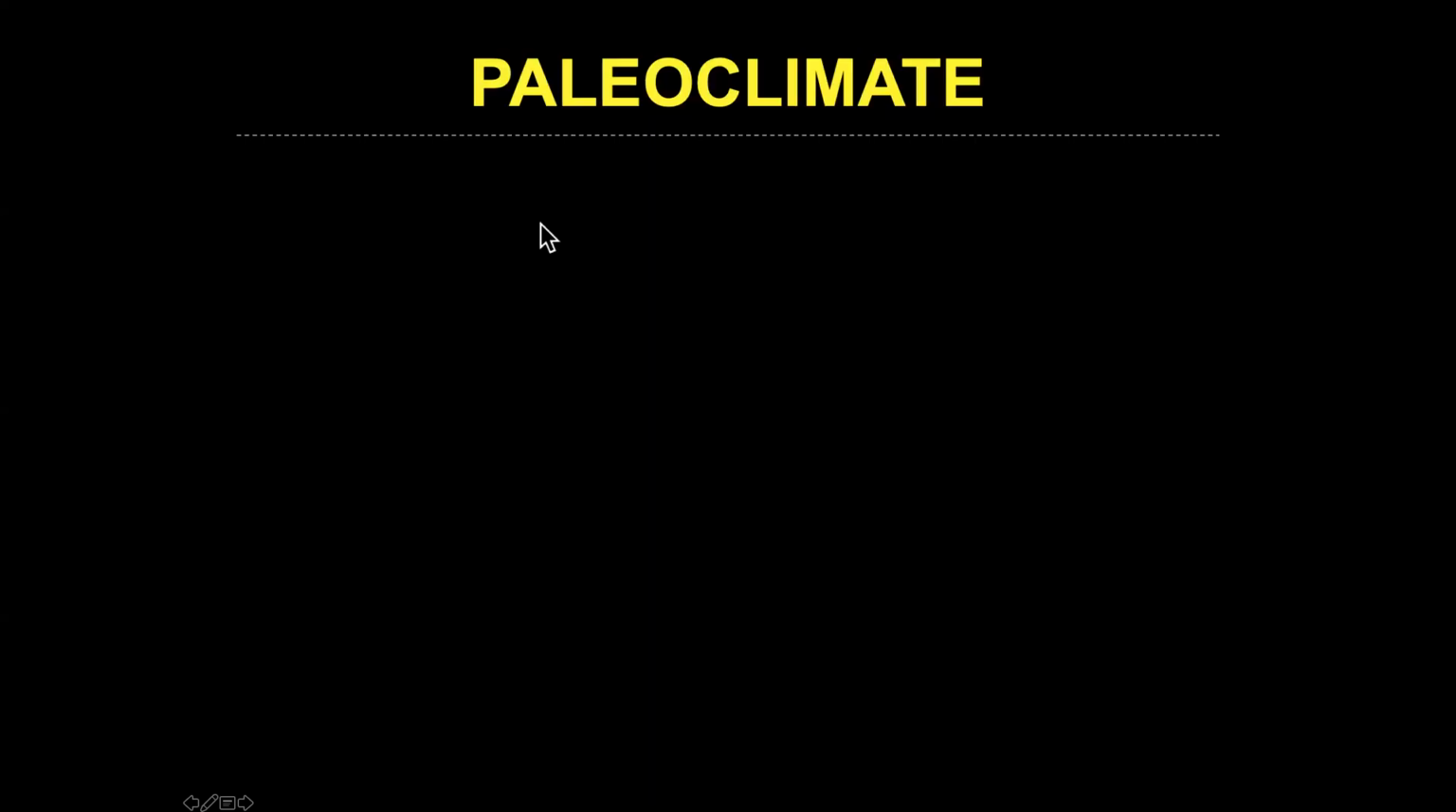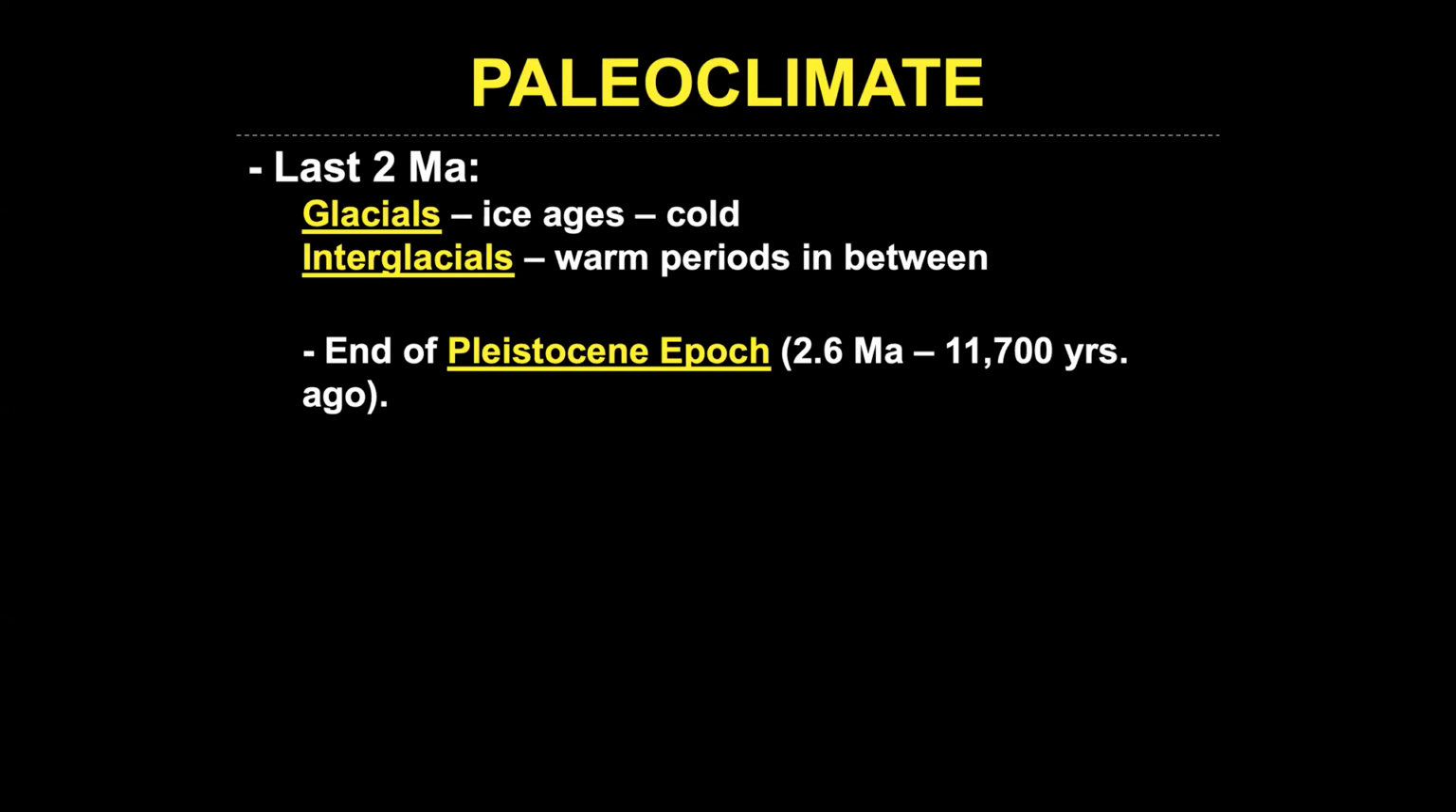Now, let's keep going. The last 2 million years, we've had glacials. That's an ice age. And we've had interglacials. And the word inter means in between. So in between glacials, you have warm periods. And so basically that era is called the Pleistocene. And that is from roughly about 2.6 million years ago to about 11,700 years ago. That generally is accepted as roughly the end of the last ice age.